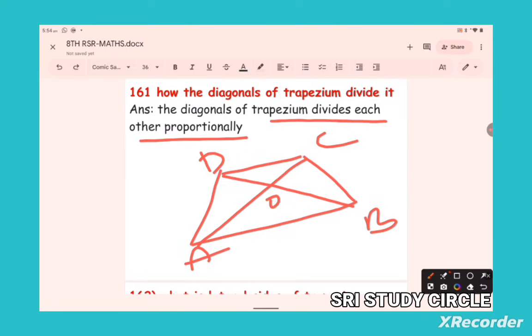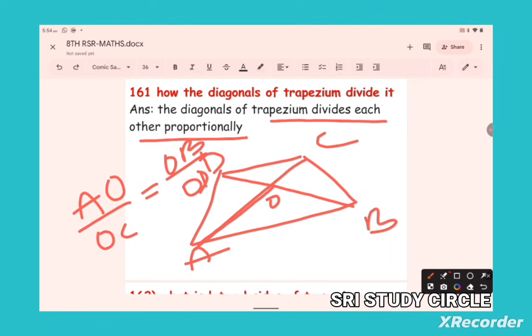That means AO by OC is equal to OB by OD. AO by OC equal to OB by OD, proportionally. The ratio of sides are proportional. AO by OC is equal to OB by OD.